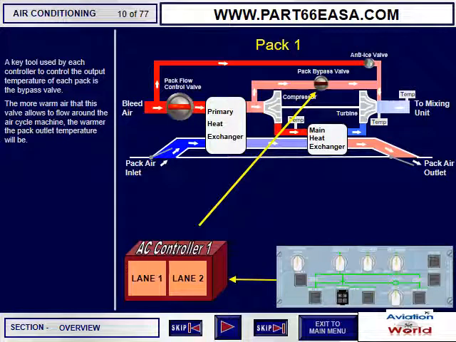A key tool used by each controller to control the output temperature of each pack is the bypass valve. The more warm air that this valve allows to flow around the air cycle machine, the warmer the pack outlet temperature will be.